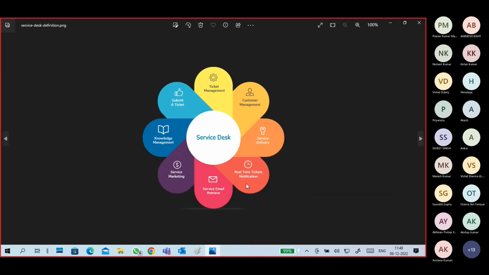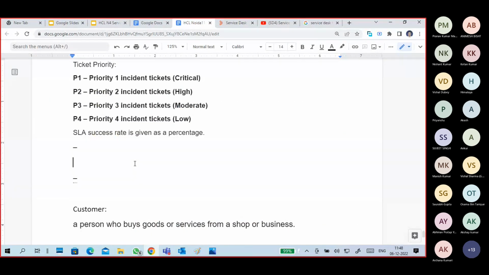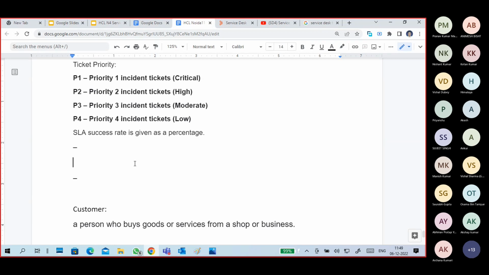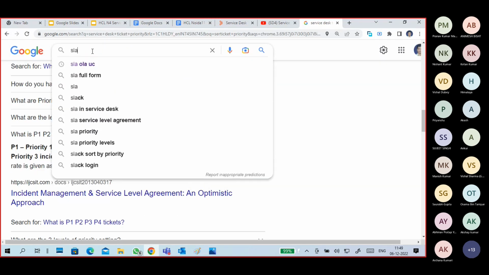Okay, this is entirely ticket management related service desk. So ticket management, customer management, service delivery, those things we will know. Okay. Next one is SLA, OLA, UC. Those things also we'll see, what is SLA, OLA, UC.